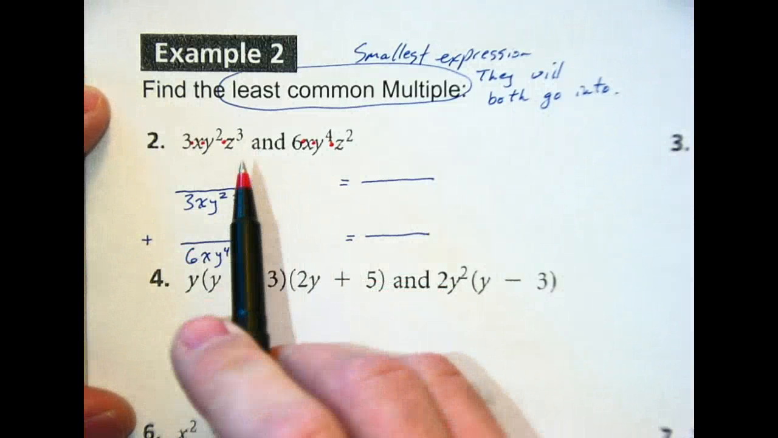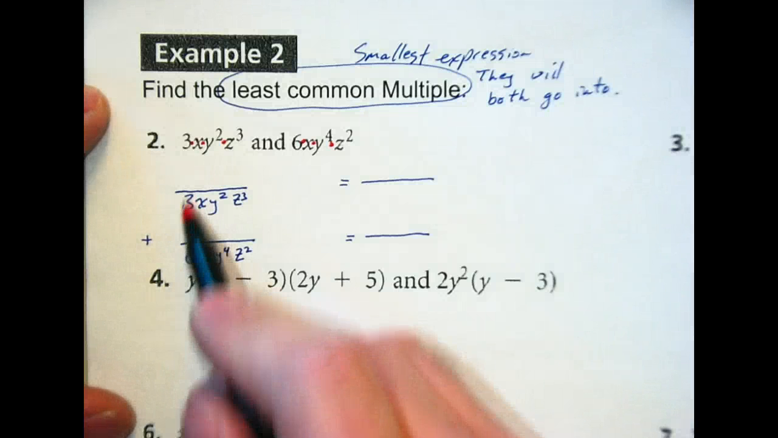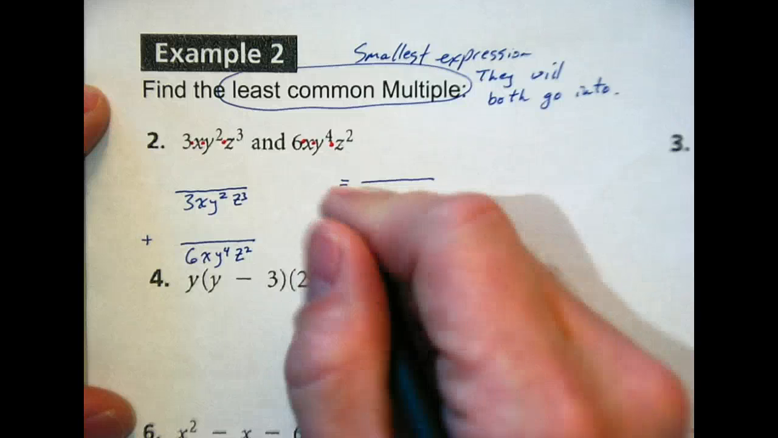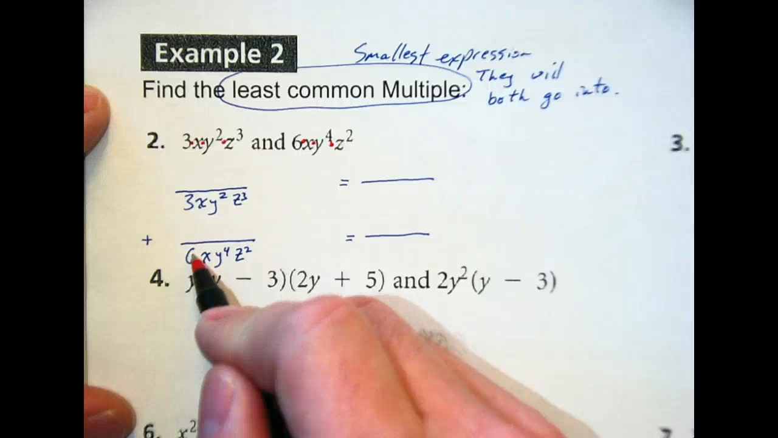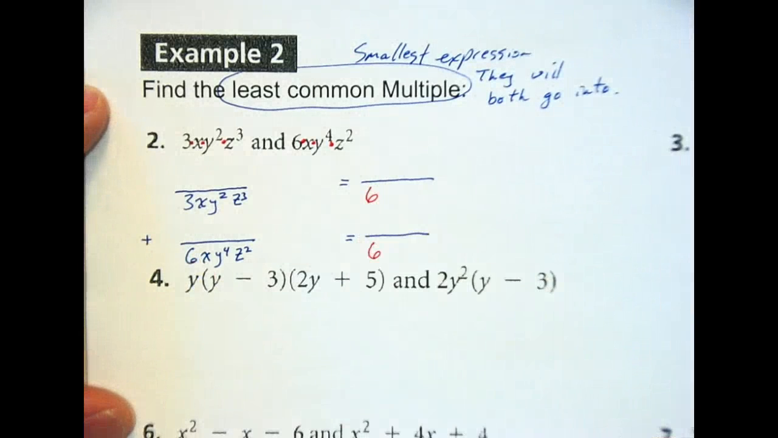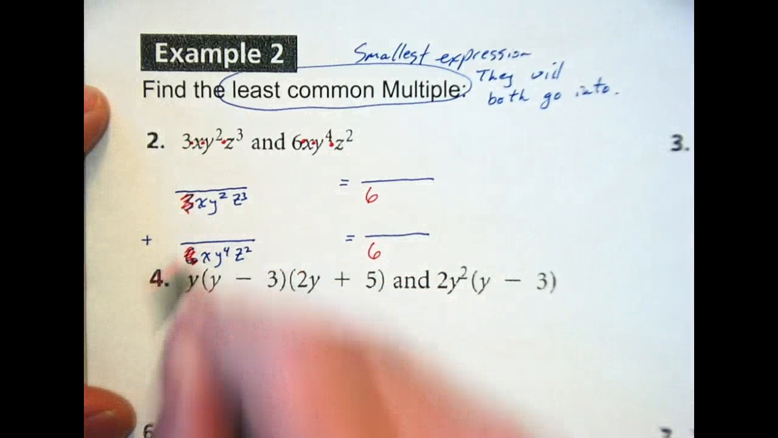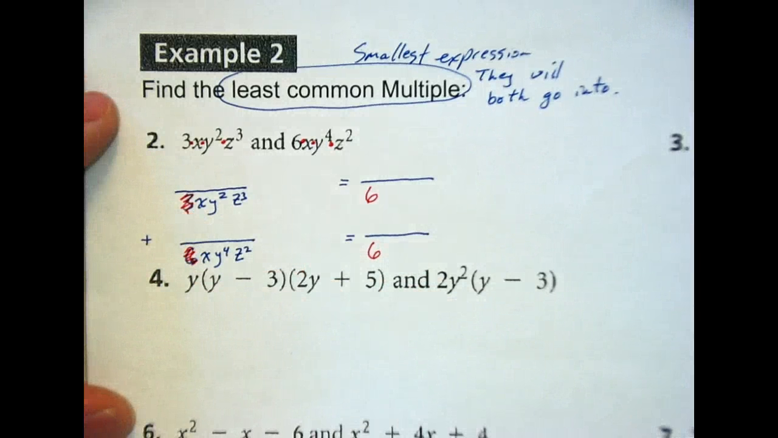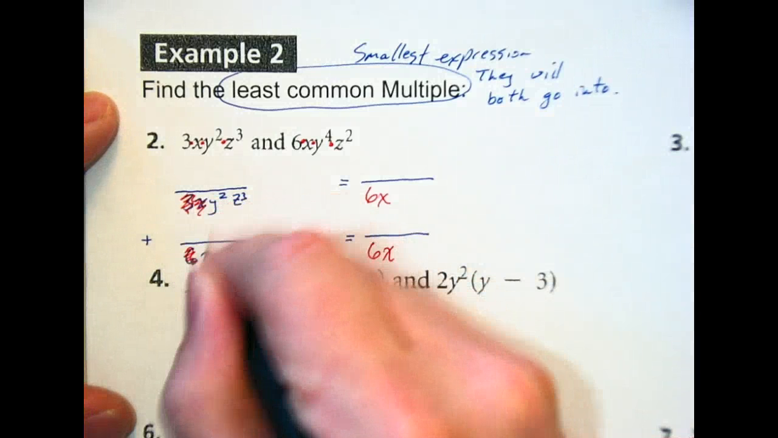Okay? So, 3 and 6. What number do 3 and 6 both go into? They don't both go into 3. If you counted by 3s and counted by 6s, you would have a 6 in common. They both go into 6. So I'm done with that puzzle piece on both of them. X and X. What do they both go into? X. Now I'm done with that puzzle piece.